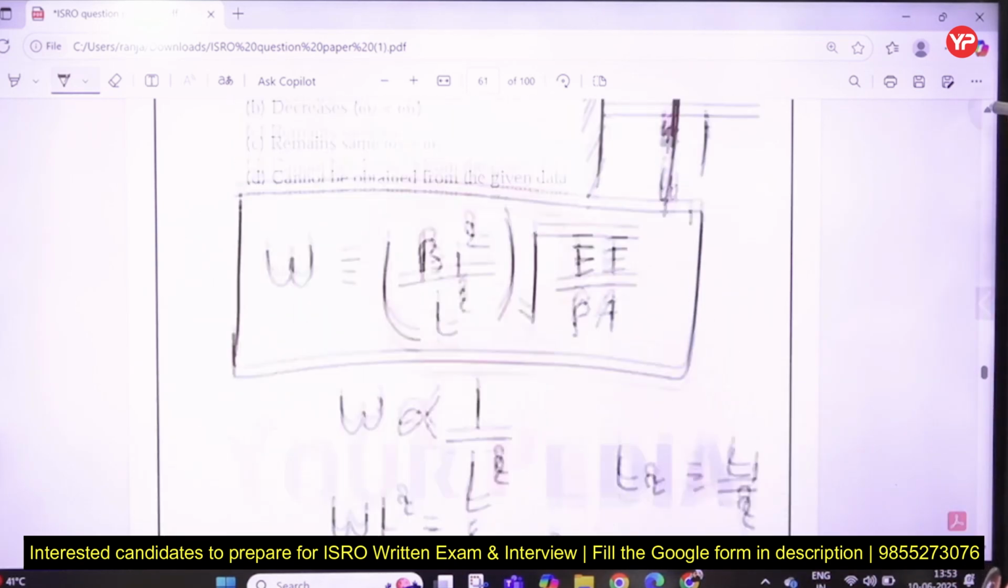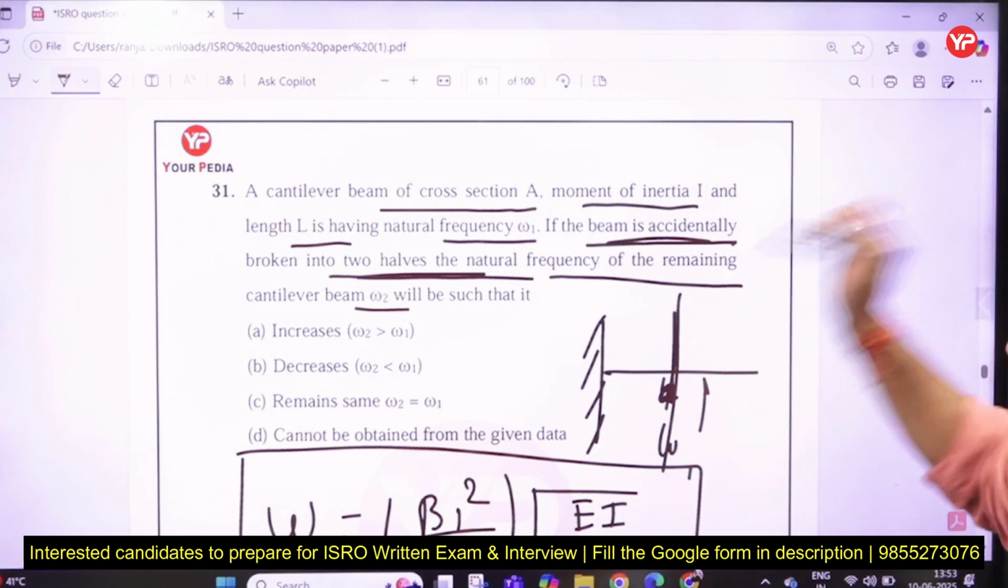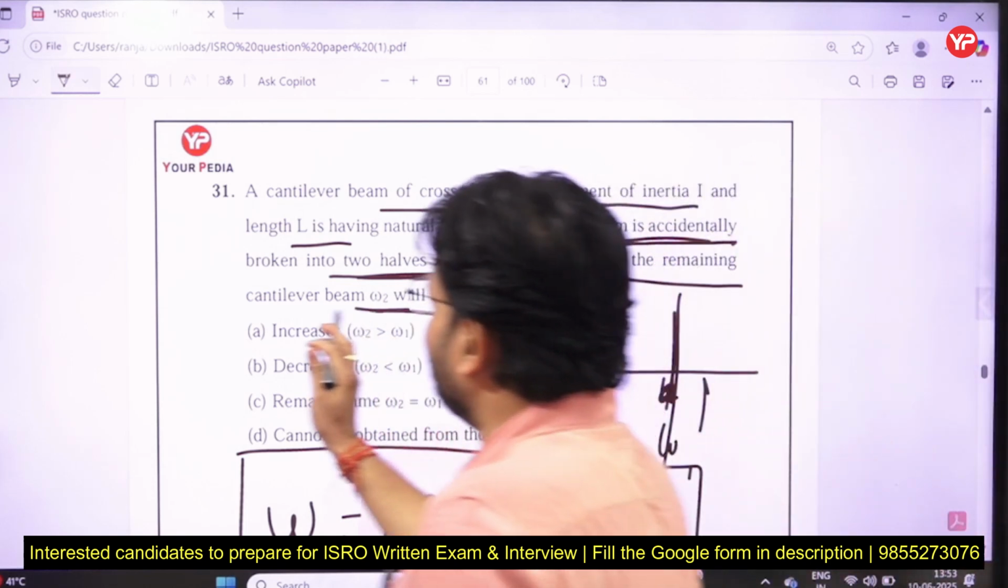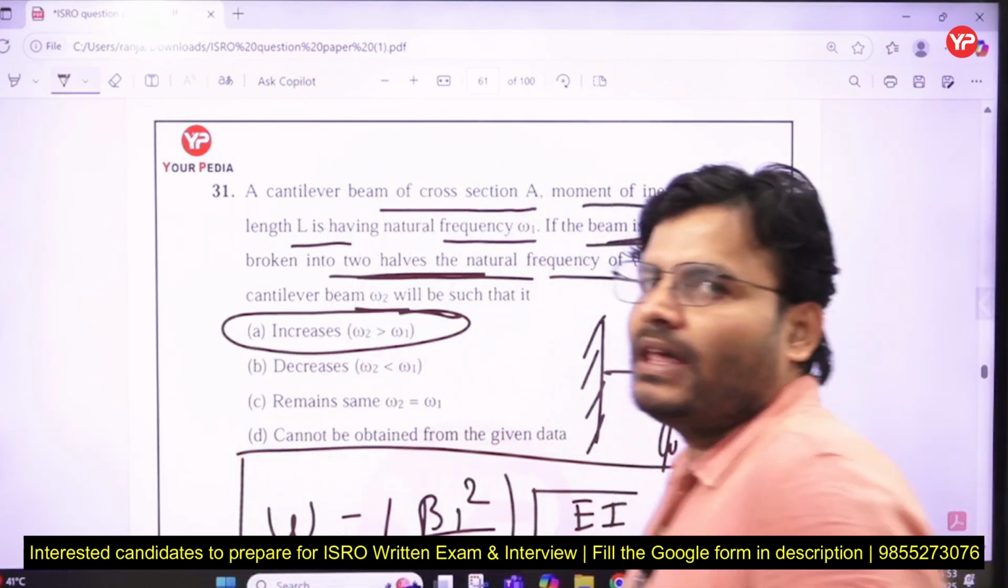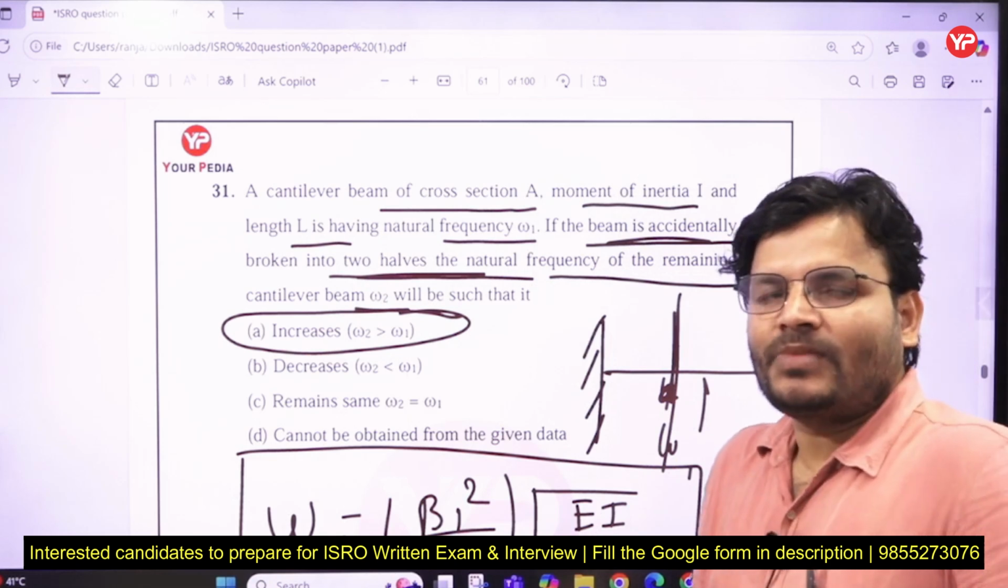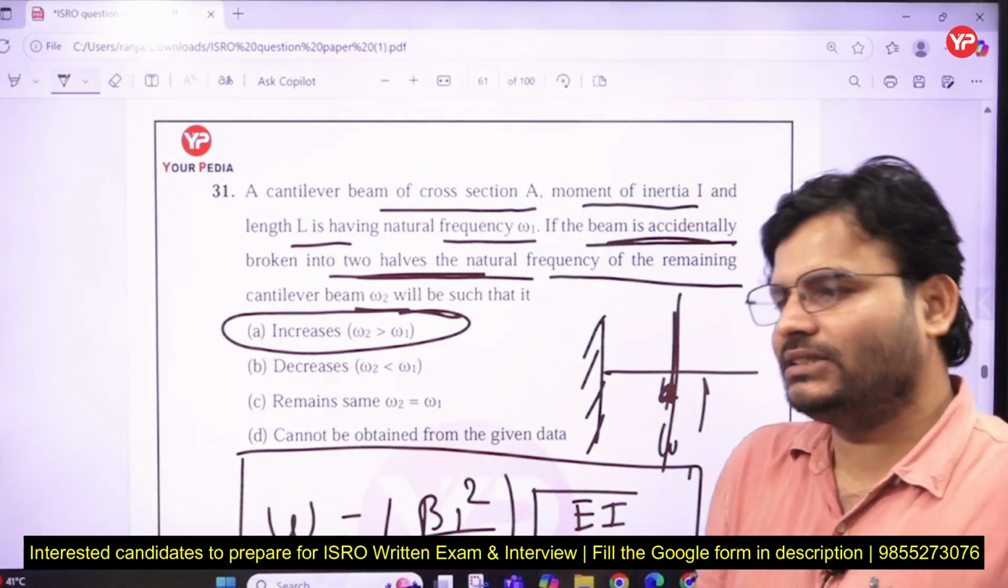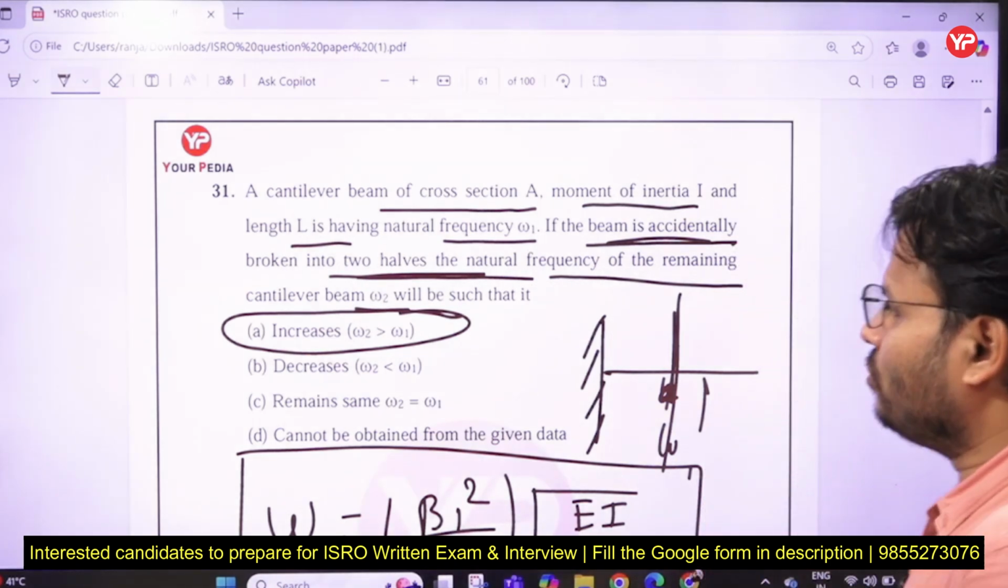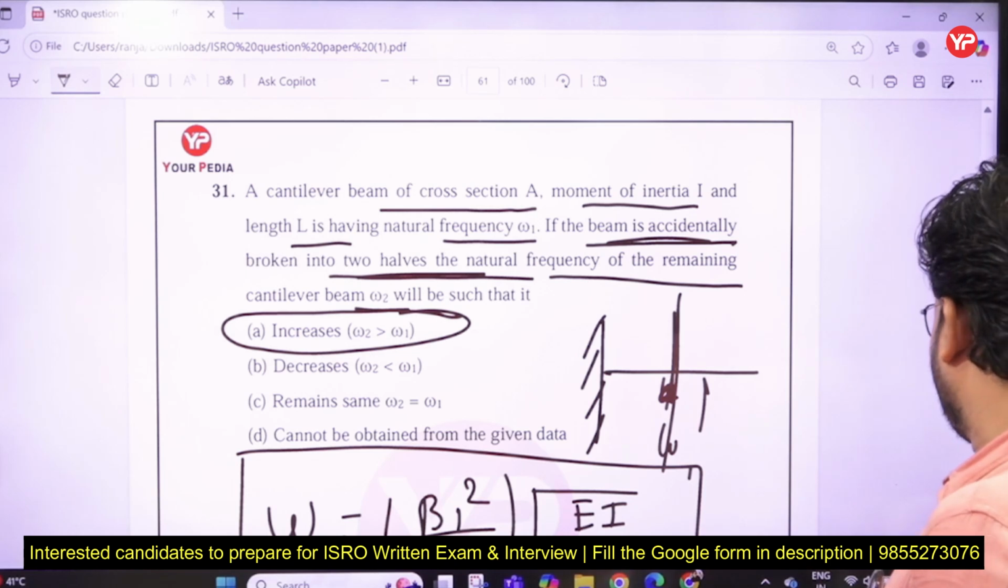So what answer will we get? Omega 2 is more than omega 1, that means it increases. The correct answer is what, my dear friends? A for apple is the right answer. So you have to proceed in that way and you will get the answer.